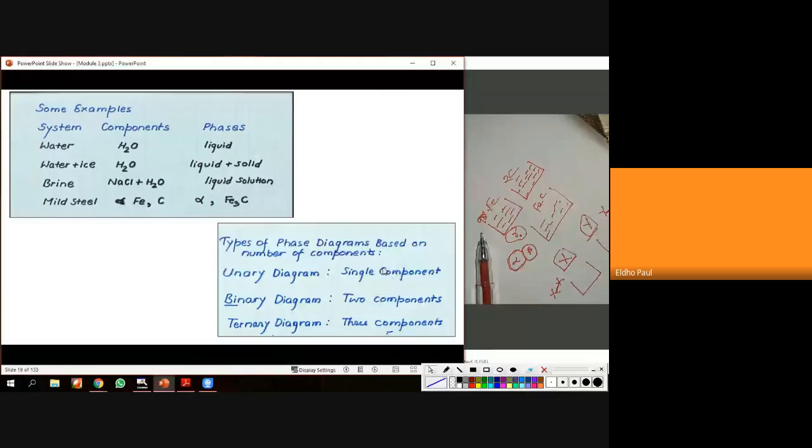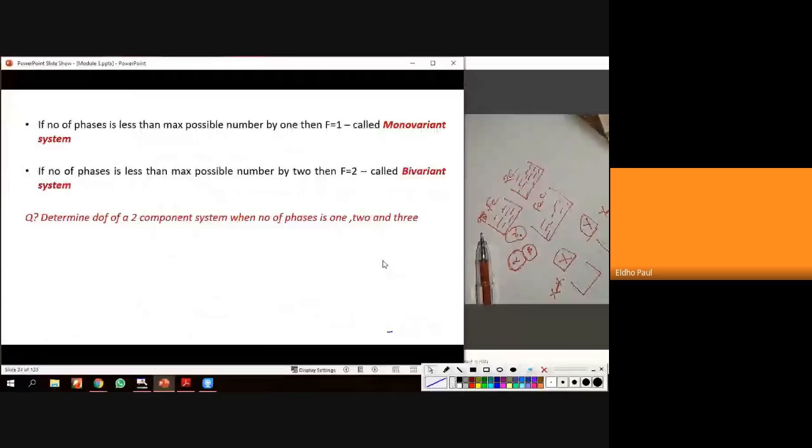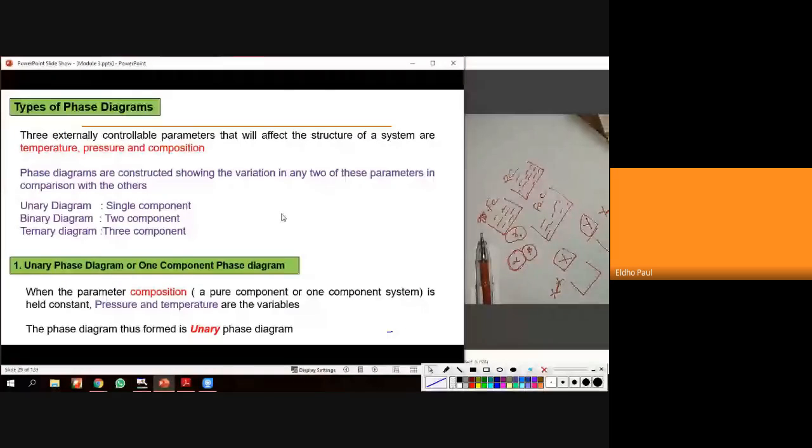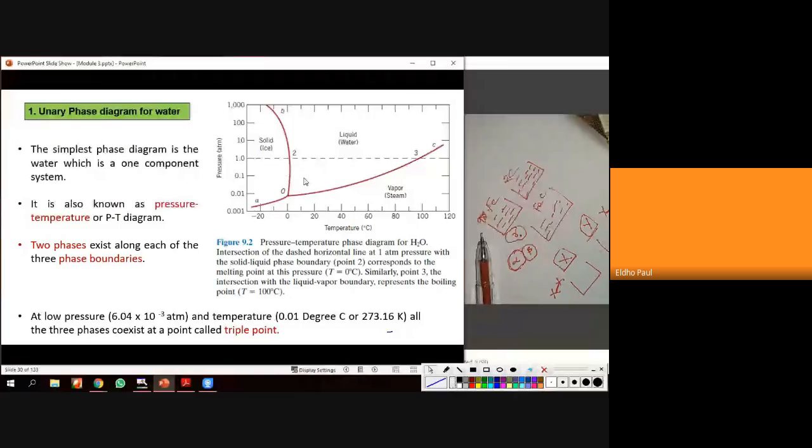So next I am going to explain the unary diagram for water. Water is a single component, and in a unary diagram for water we don't have any composition, because the composition is only water. There is no combination of different components; there is only one component, pure material, water. So we omit the composition parameter, and we use the two variables, pressure and temperature. What are the different equilibrium phases present with the different combinations of pressure and temperature?